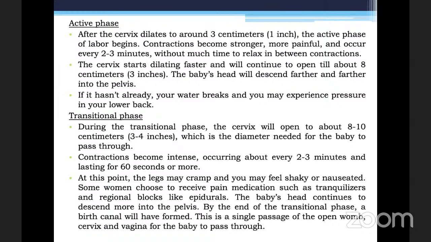The transitional phase. During this phase, the cervix would open to about 8 to 10 centimeters, which is the diameter needed for the baby to pass through. Contractions would become more intense, occurring every 2 to 3 minutes and lasting for 60 seconds or more. At this time, the leg may cramp and the patient may feel shaky and nauseated. Some women would choose to receive pain medication such as tranquilizers and regional blocks like epidurals. The baby's head continues to descend more into the pelvis, and by the end of the transitional phase, a birth canal would have been formed. This is a single passage of the open womb, cervix, and vagina for the baby to pass through.